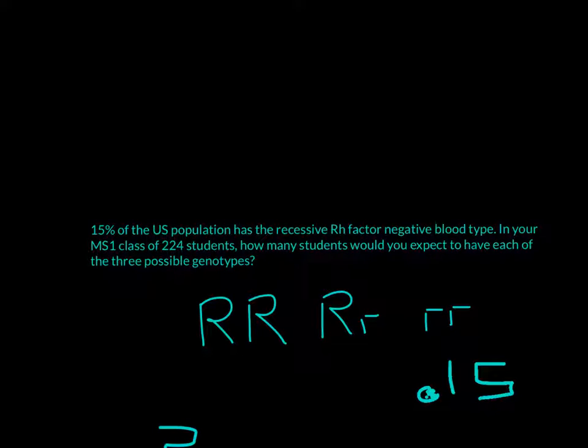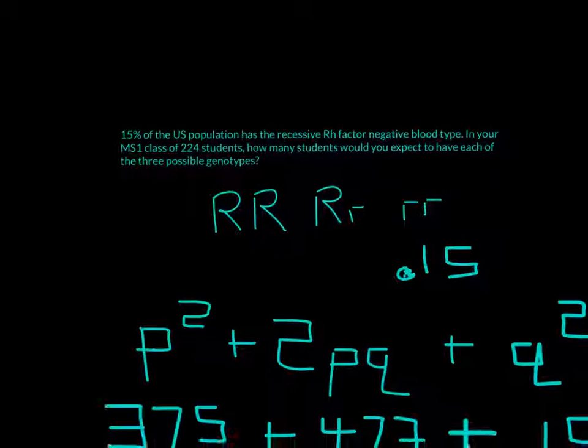Okay, so for this question, we have 15% of the US population that has the recessive Rh factor negative blood type. In your MS1 class of 224 students, how many students would you expect to have each of the 3 possible genotypes? So the key to this question is just to write out what you know, right? So we can first write out the formula.